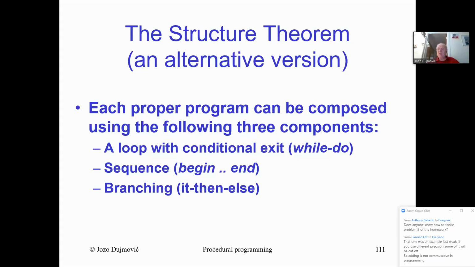Sometimes the structure theorem is given in the following way: each proper program can be composed using the following three components: loop with conditional exits, sequence, and branching if then else. If then else is not necessary, but if you have it, it is not going to hurt. Theoretically, the only thing that you need is while do. While do or do while, whatever you want. You have to have a loop with the exit at the top or at the bottom, but you have to have a loop with conditional exit.